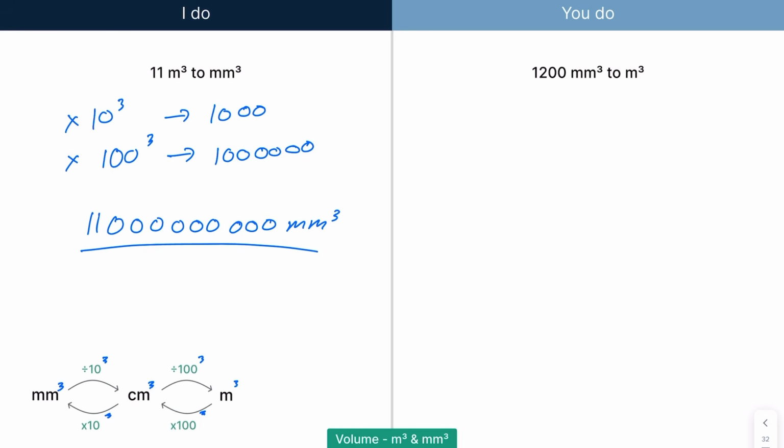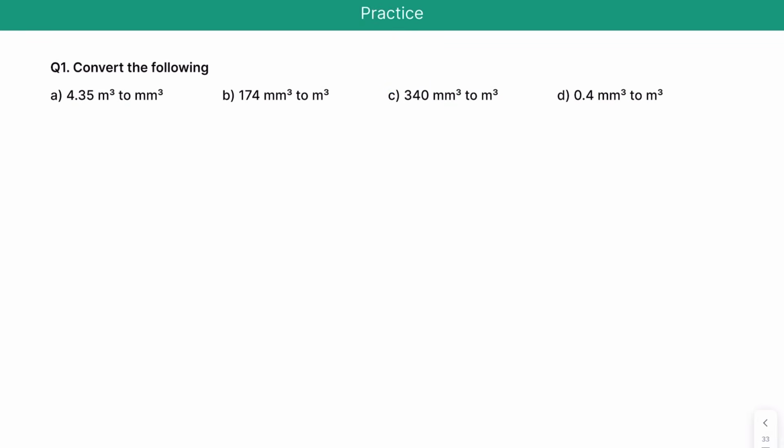So hopefully you've pressed pause and I've got an example on the right. So we have millimeters cubed to meters cubed. And I'm just going to use what we've got here, in fact, because I know altogether we are just going to divide by 9 zeros. So again, 1, 2, 3, 4, 5, 6, 7, 8, 9. So that is going to be 0.1234512 meters cubed.